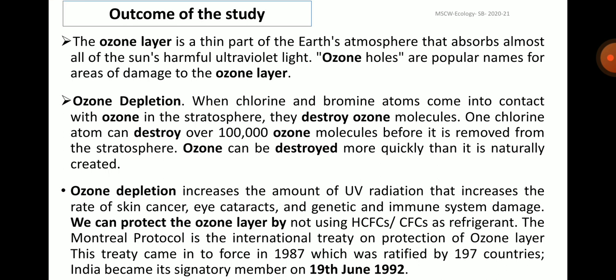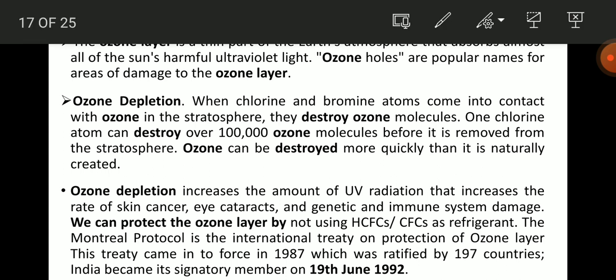So, the outcome of the study, finally: the ozone layer is a thin part of Earth's atmosphere that absorbs almost all the sun's harmful UV light. Ozone holes are popularly named for areas of damage to the ozone layer. So, the ozone depletion: when chlorine and bromine atoms come into contact with ozone in the stratosphere, they destroy ozone molecules. One chlorine atom can destroy over 1 lakh ozone molecules before it is removed from the stratosphere. So, ozone can be destroyed more quickly than it is naturally created.